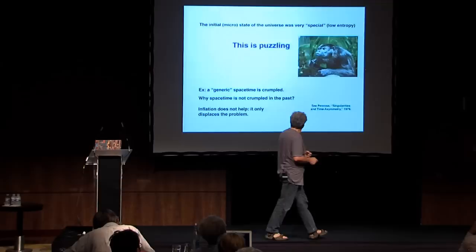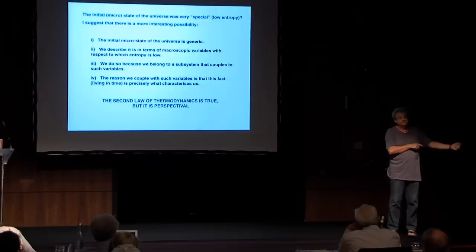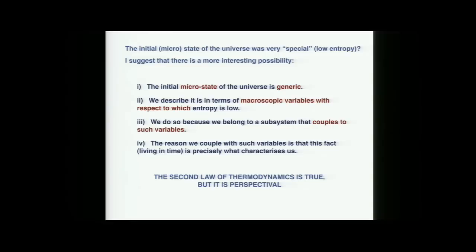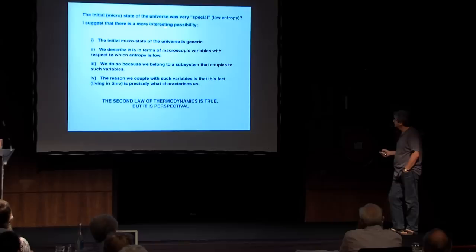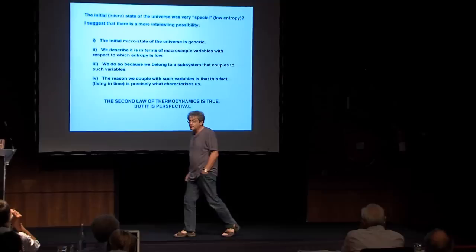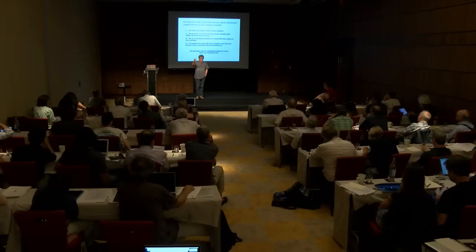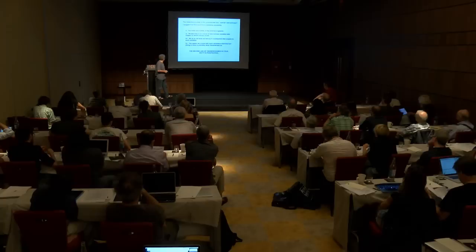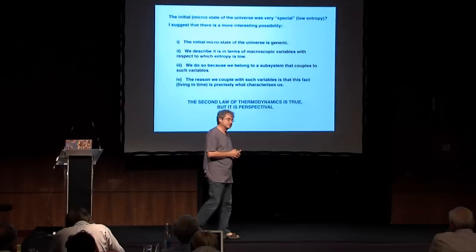What I want to suggest is that maybe it's not an extra law of physics. Maybe it's the story that I gave you before. So I want to suggest that the microstate of the universe could be generic. So the initial microstate of the universe does not have to be very special to get this low entropy. It could be the macroscopic observables we use to describe it that give it low entropy at the beginning. And why do we use these macroscopic observables? Because we are coupled to the universe through a particular set of observables. And why are we coupled to the universe with respect to this particular set of observables? Well, because we belong to a subsystem that is coupled to the universe with this particular set of observables.